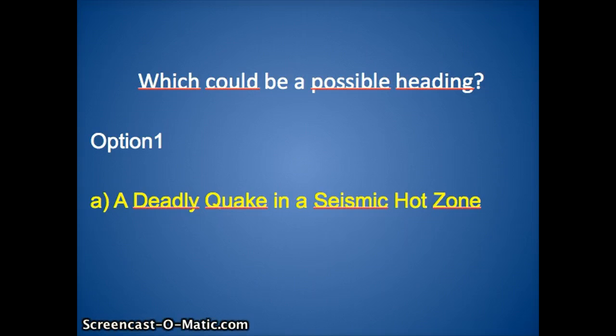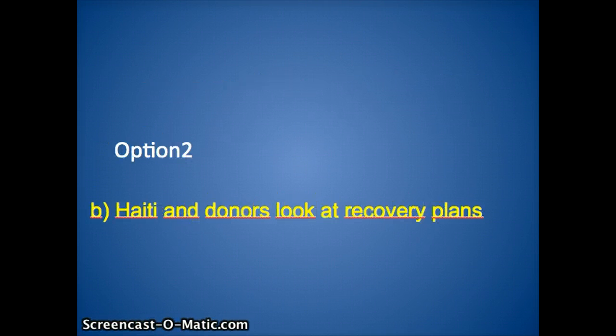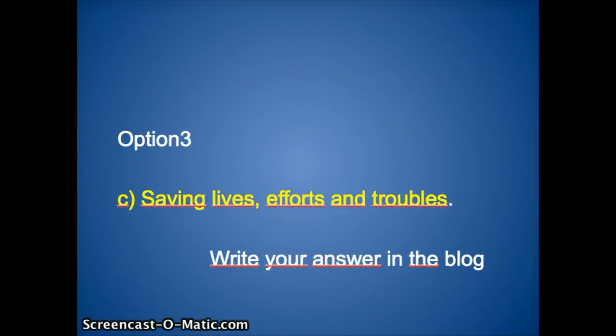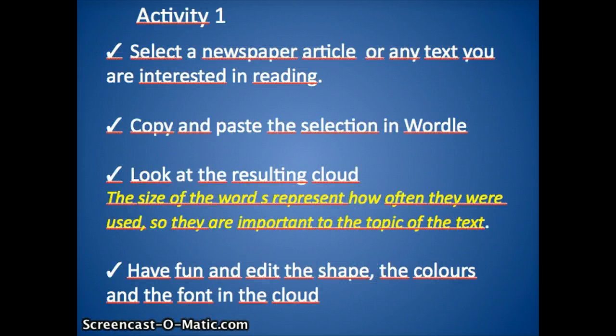Option 1, a deadly quake in seismic hot zone. Option 2, Haitian donors look at recovery plans. Option 3, saving lives, efforts and troubles. Okay, you can write your answer in the blog. Now you have the first activity.